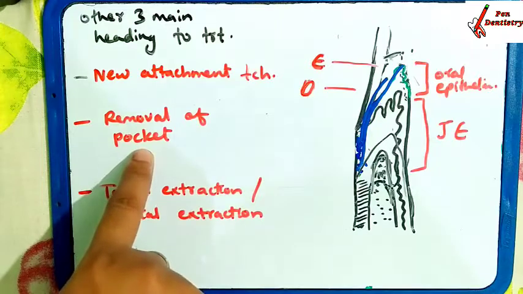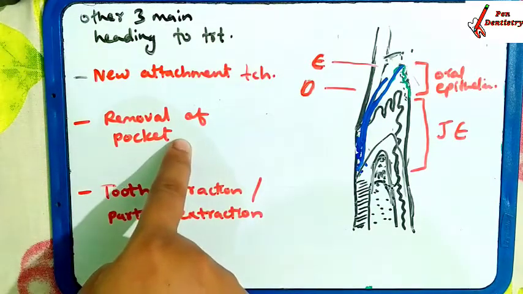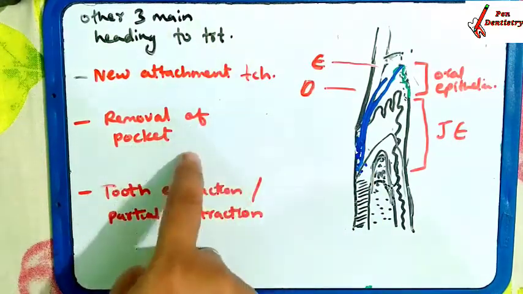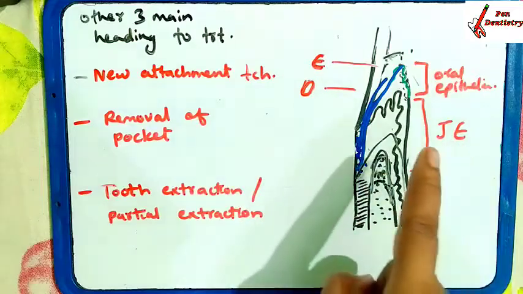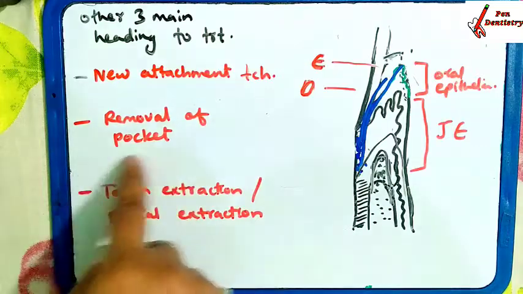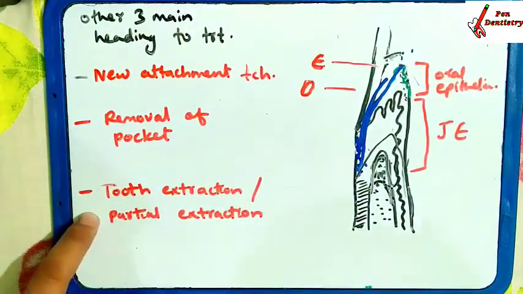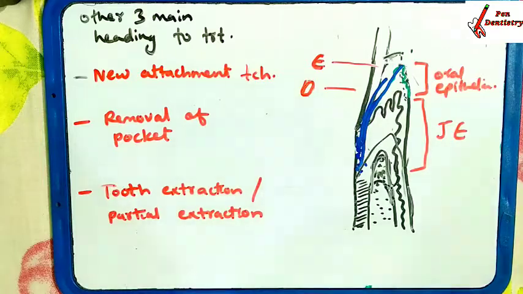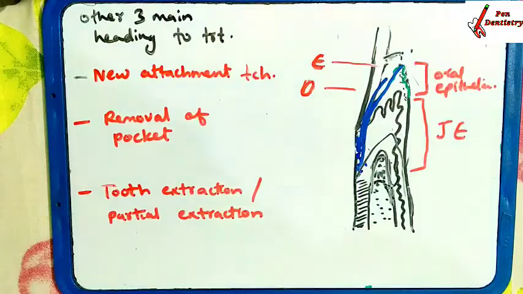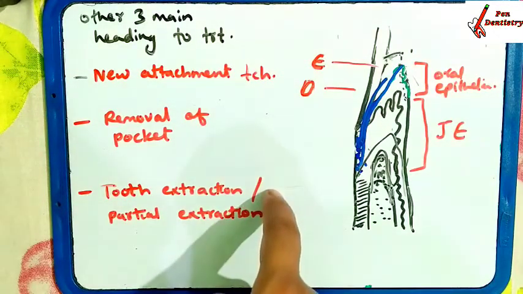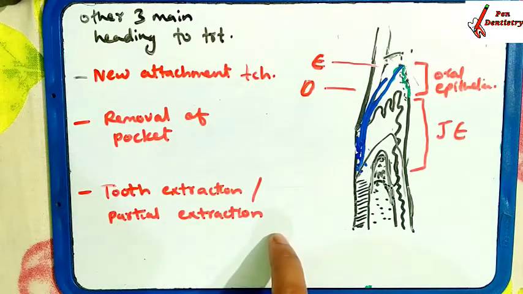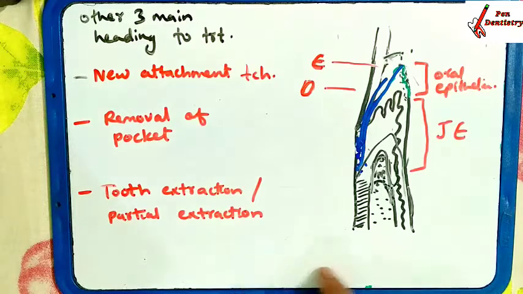Removal of the pocket. This is done by scaling, root planing, as I have told you. And gingivectomy will be there, or an undisplaced flap treatment will take place in this region. Okay, that is removal of the pocket. And the last step is tooth extraction. When you are not able to do the treatment, if you think it is not possible, at that time the tooth will be extracted, or partial, if a single wall or two walls are involved on the same side of the tooth.